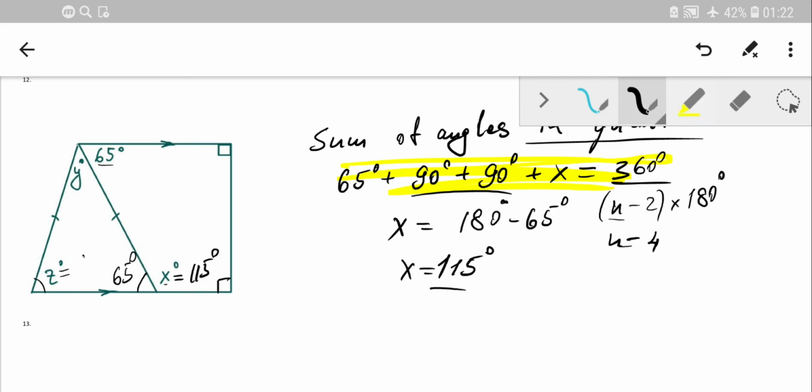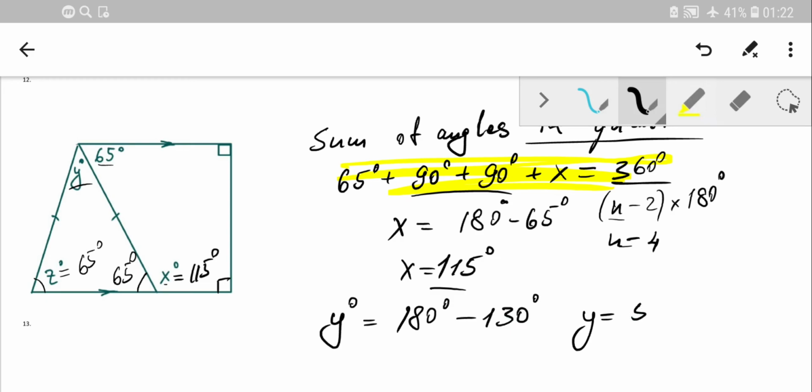Yeah. So this interior angle in the triangle is 65, and because it's isosceles, we also can figure out that z is also 65, and for the rest, y, we simply use the property for the sum of the angles. So 65 times 2 will get 130. That means y is just 50 degrees. Okay, we figured out all the angles.